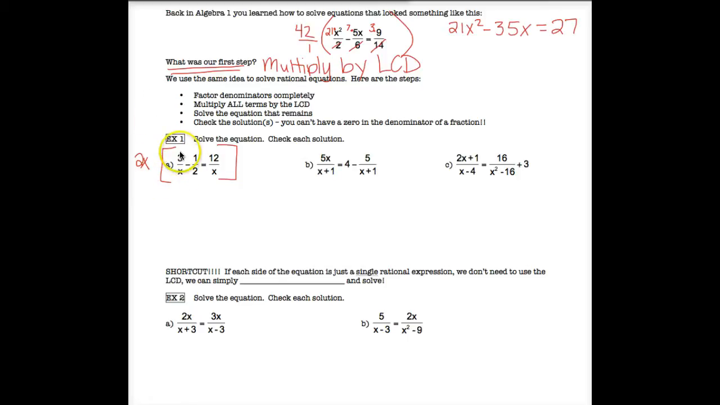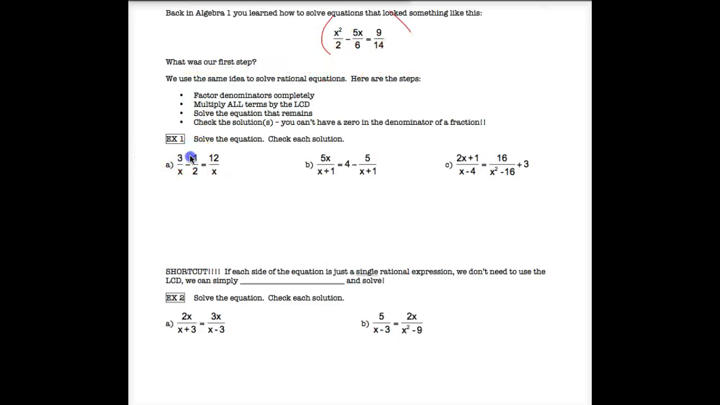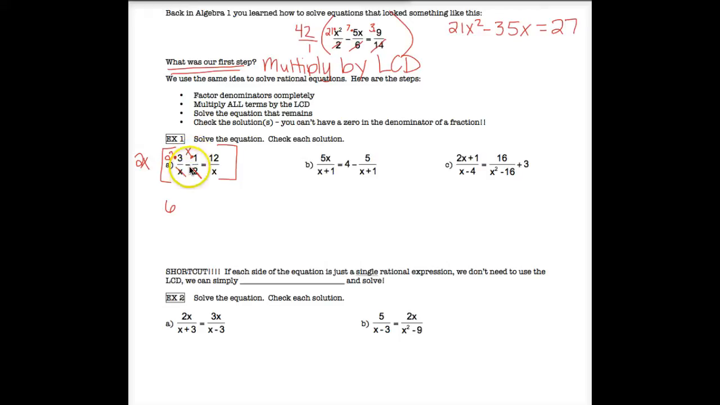So 2x times my first term, 3 over x. When I multiply that, the x cancels with the x here, and all that's left is the 2. Notice how I write this up at the top so I remember what I'm multiplying by. So if I'm going back and looking at my work, I can see what happened. 2 times 3 gives me 6. Now 2x times my second term. The 2 cancels with the 2 here, and all I've got left to multiply by is the x. So x times 1 is just x, and since it's a minus, we're going to have minus x.